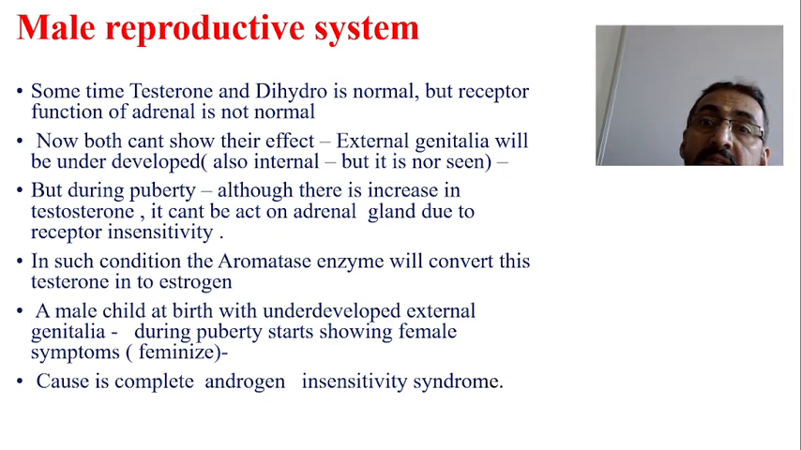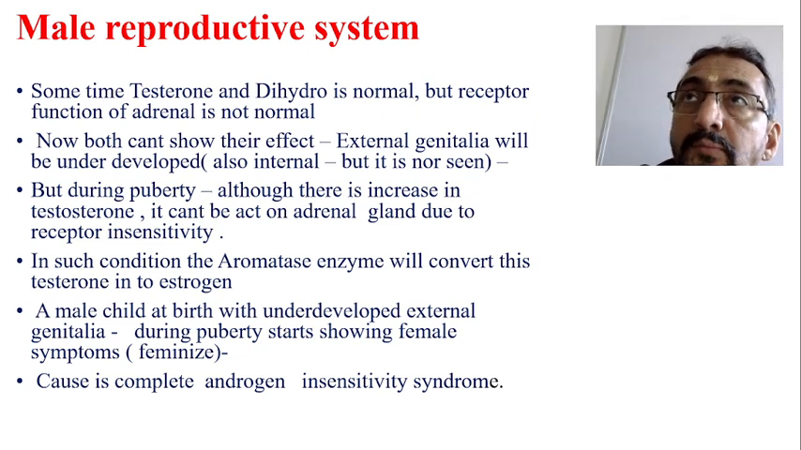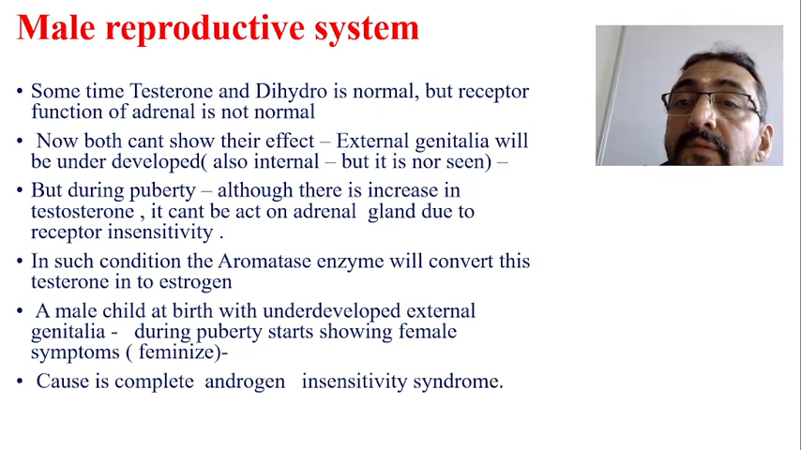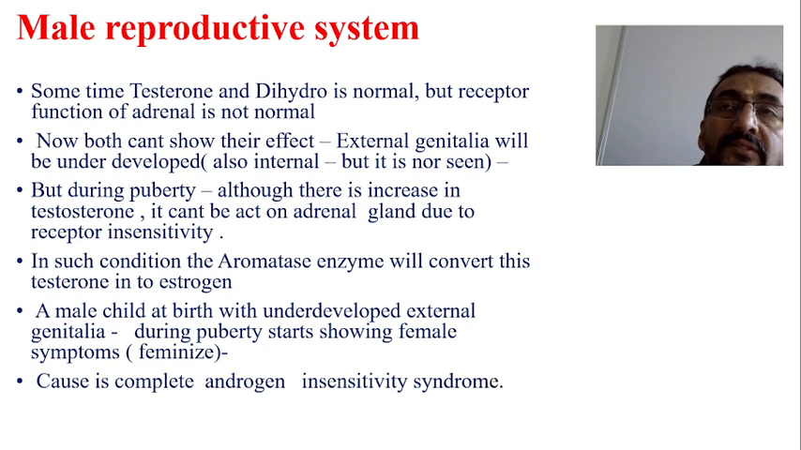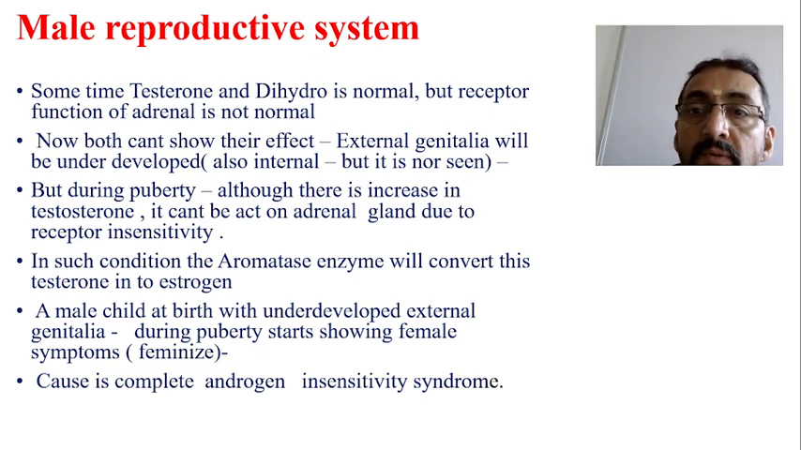But you take another condition where testosterone and dihydrotestosterone both are normal, but the receptor function of the adrenal is not normal. The adrenal gland is not receiving these two hormones. Okay, its receptor is insensitive. It is also called androgen insensitivity syndrome. Now, in this case, what happens? Both cannot show their effects. Testosterone cannot work, and even the dihydrotestosterone cannot work. So what happens?